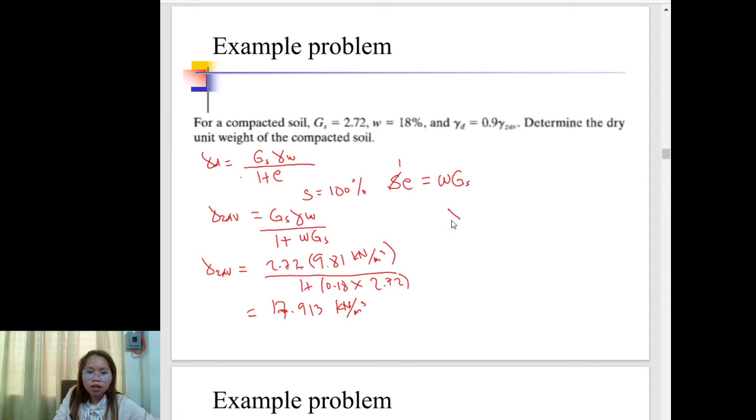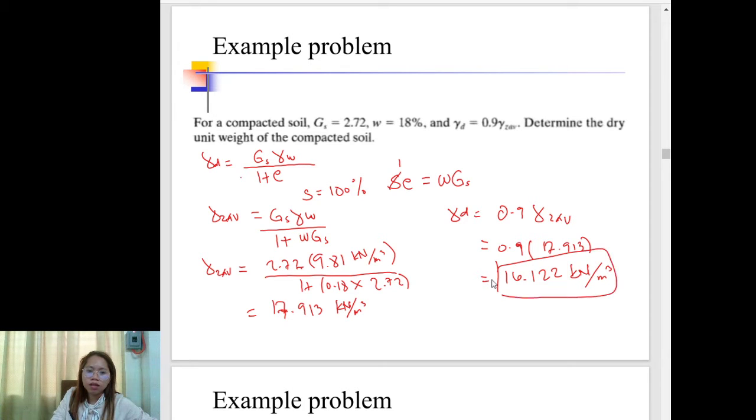So the dry unit weight is equal to 0.9 times the zero air void unit weight. So 0.9 times 17.913 is equal to 16.122. This is equal to 16.122 kilonewton per cubic meter. This is the answer.